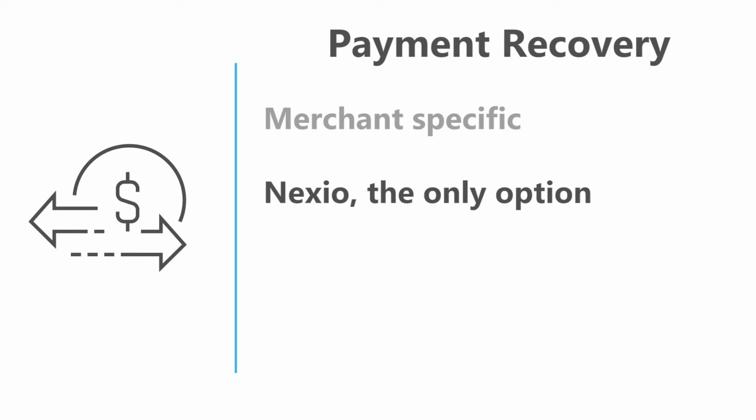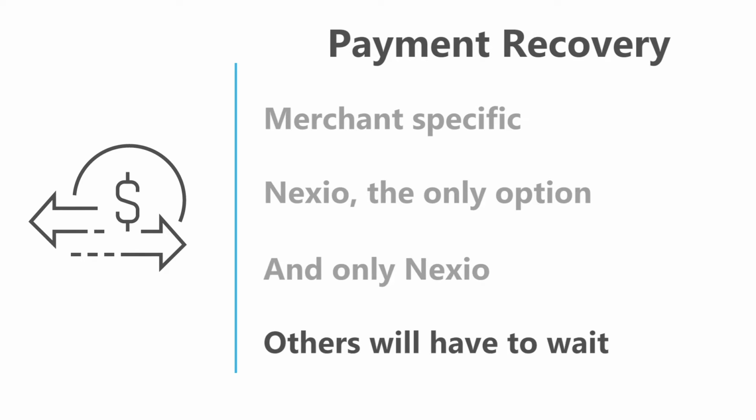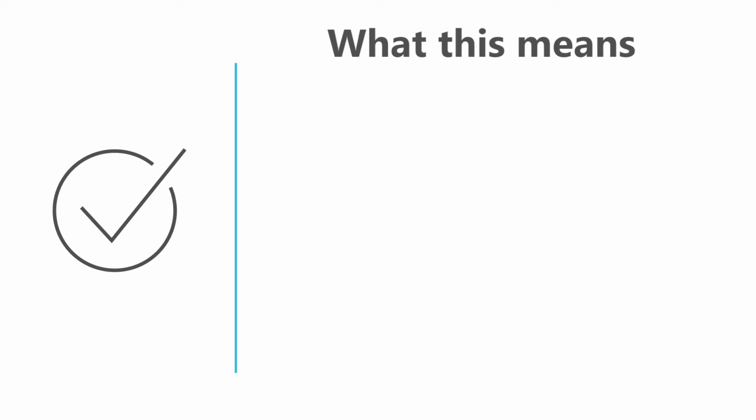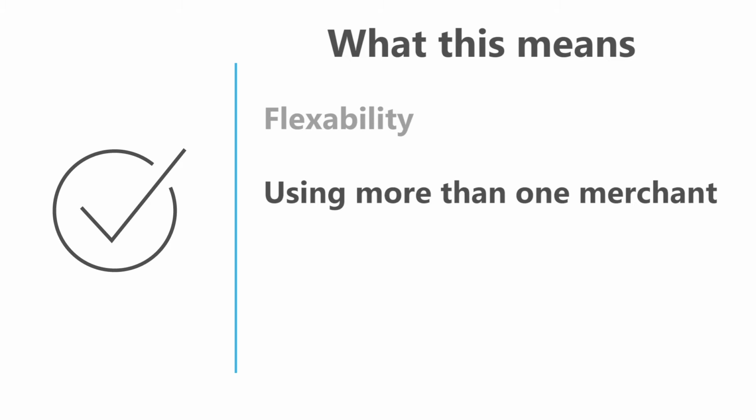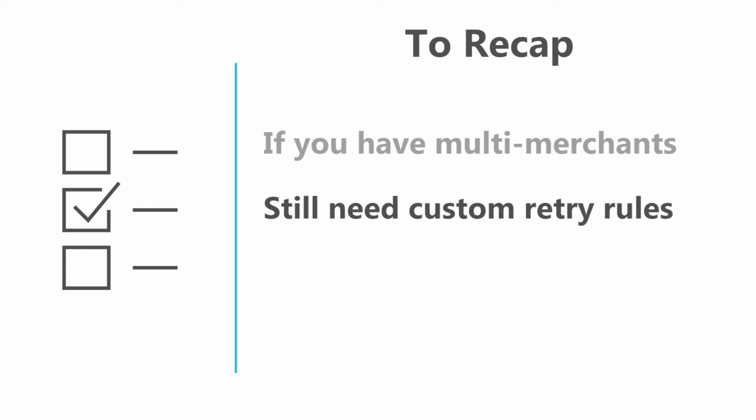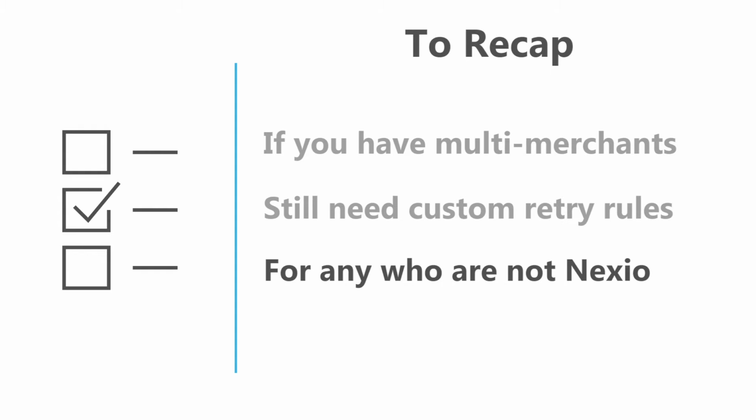However, payment recovery is merchant-specific, with Nexio being the only current option. FlexPay will only retry orders processed by Nexio. Other orders processed by, for example, Auth.net, will not have any retry dates from FlexPay. This allows for flexibility in using more than one merchant for your AutoShips. So, if you have multiple merchants, you will still need programmatic retry rules for any who are not Nexio.